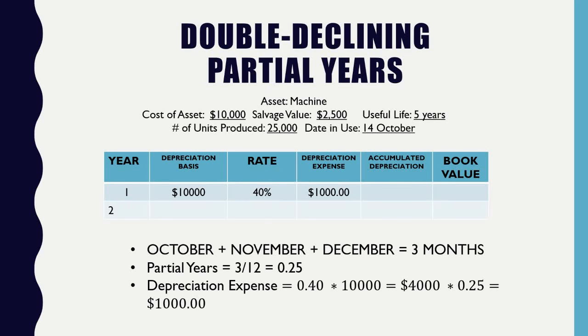Okay. So again, October plus November plus December is equivalent to 3 months. Because we solved for one whole year, we need to adjust it, because we're not going to depreciate the asset for a whole year. It's only 3 months of it right now. So that's what we've got to do.